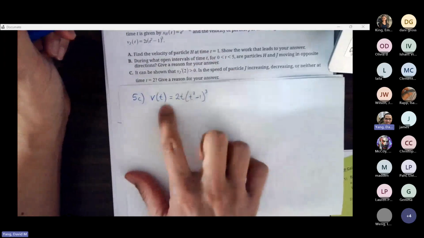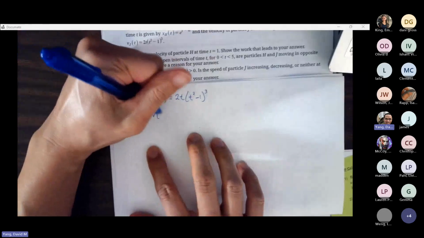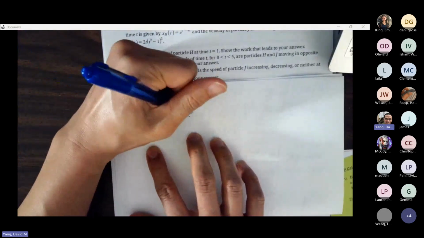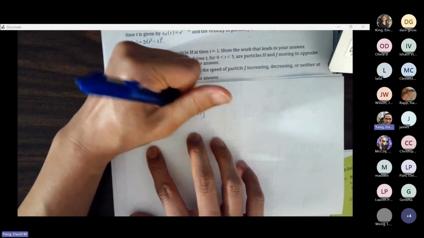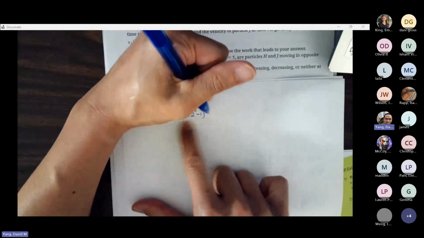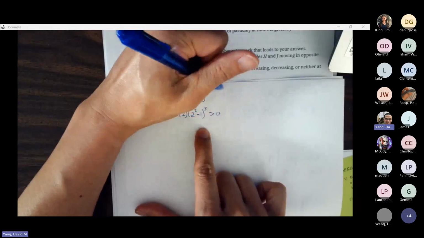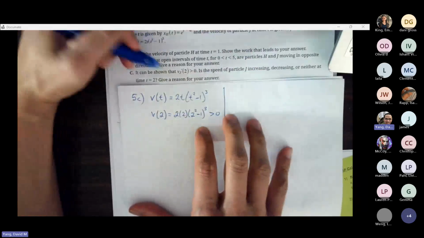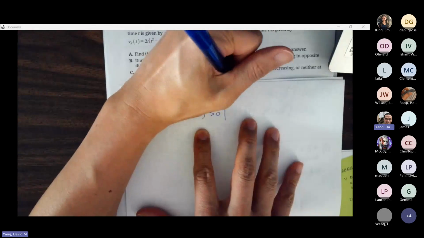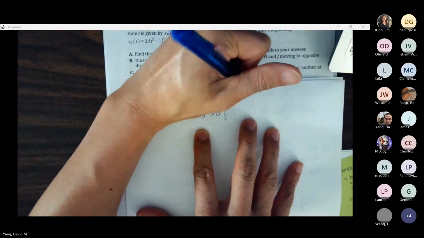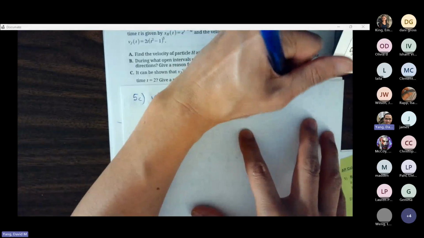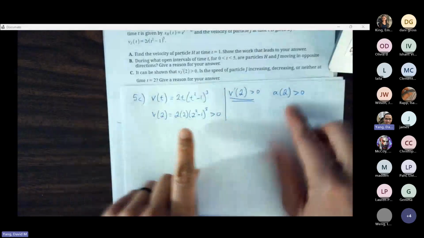Now let's figure out what V of 2 is. V of 2 would be 2 times 2 times 2 squared minus 1 cubed, which is 4 times 4 minus 1 cubed. This is definitely positive, right? All we care about is that it's positive for now. Now they're telling us that V prime of 2 is greater than 0, which really means acceleration, right? They're telling us that our acceleration is greater than 0.